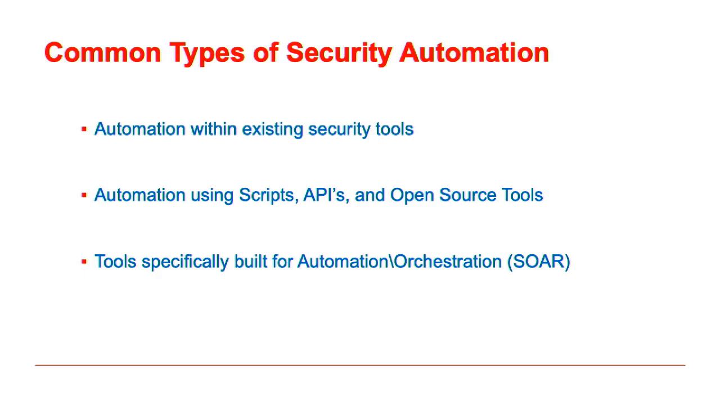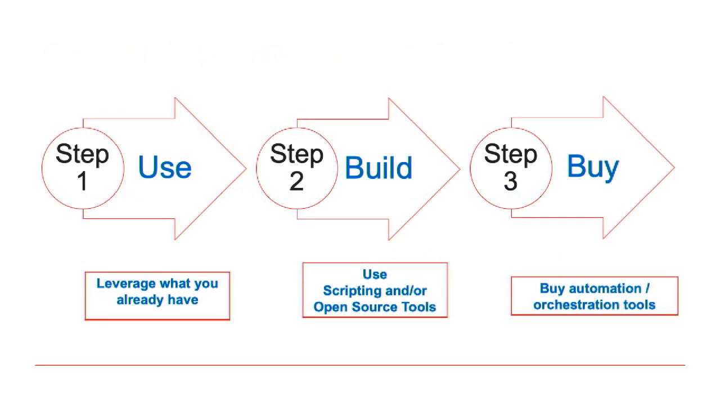And then the last thing is tools that are specifically built for automation. About a year or so ago, everybody started calling these SOAR tools, security orchestration and automation response. There's quite a few of those tools, and I consider that to be like the third step. In fact, we've come up with this maturity model. It's kind of a crude maturity model, but use, build, buy. So you want to leverage what you have. Then you want to maybe use some scripting and open source tools to enhance that. And then maybe buy some automation and orchestration tools.